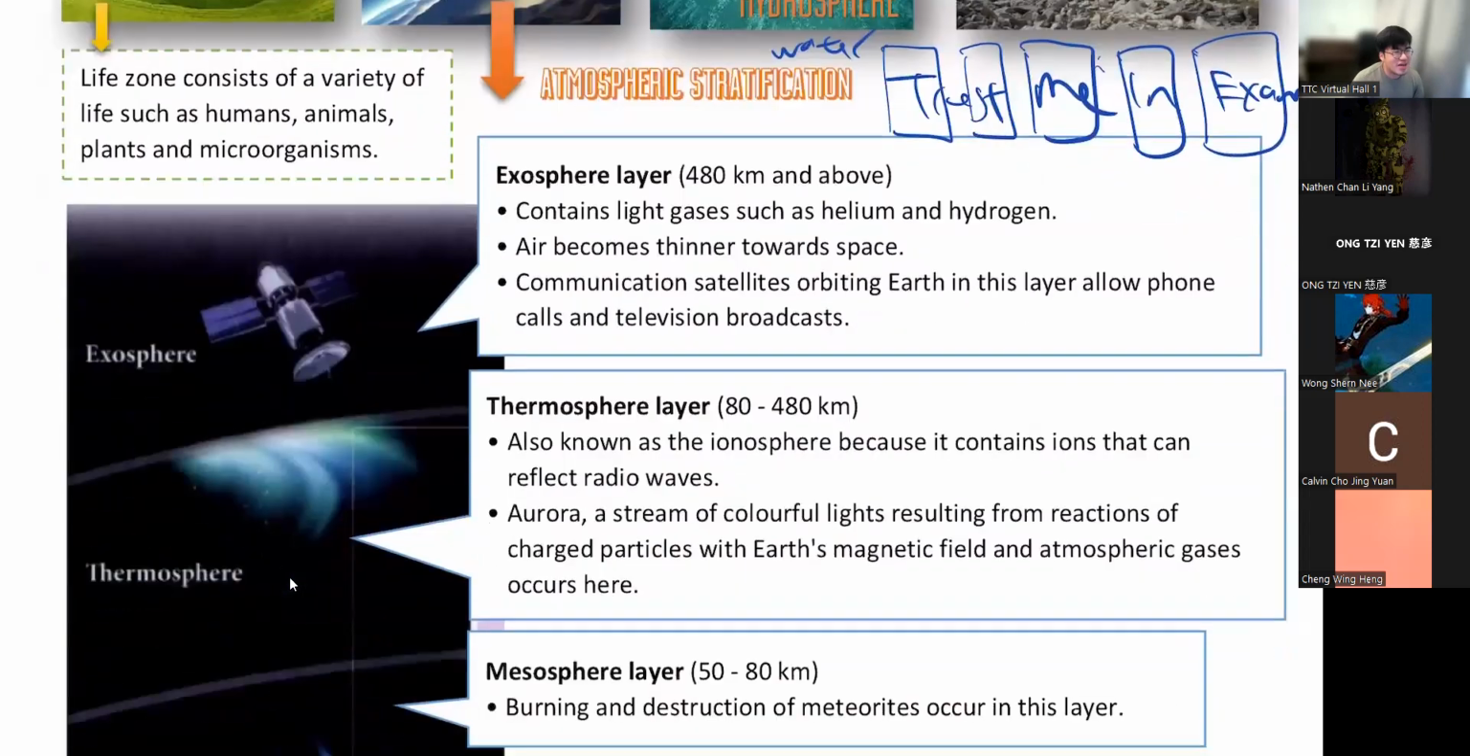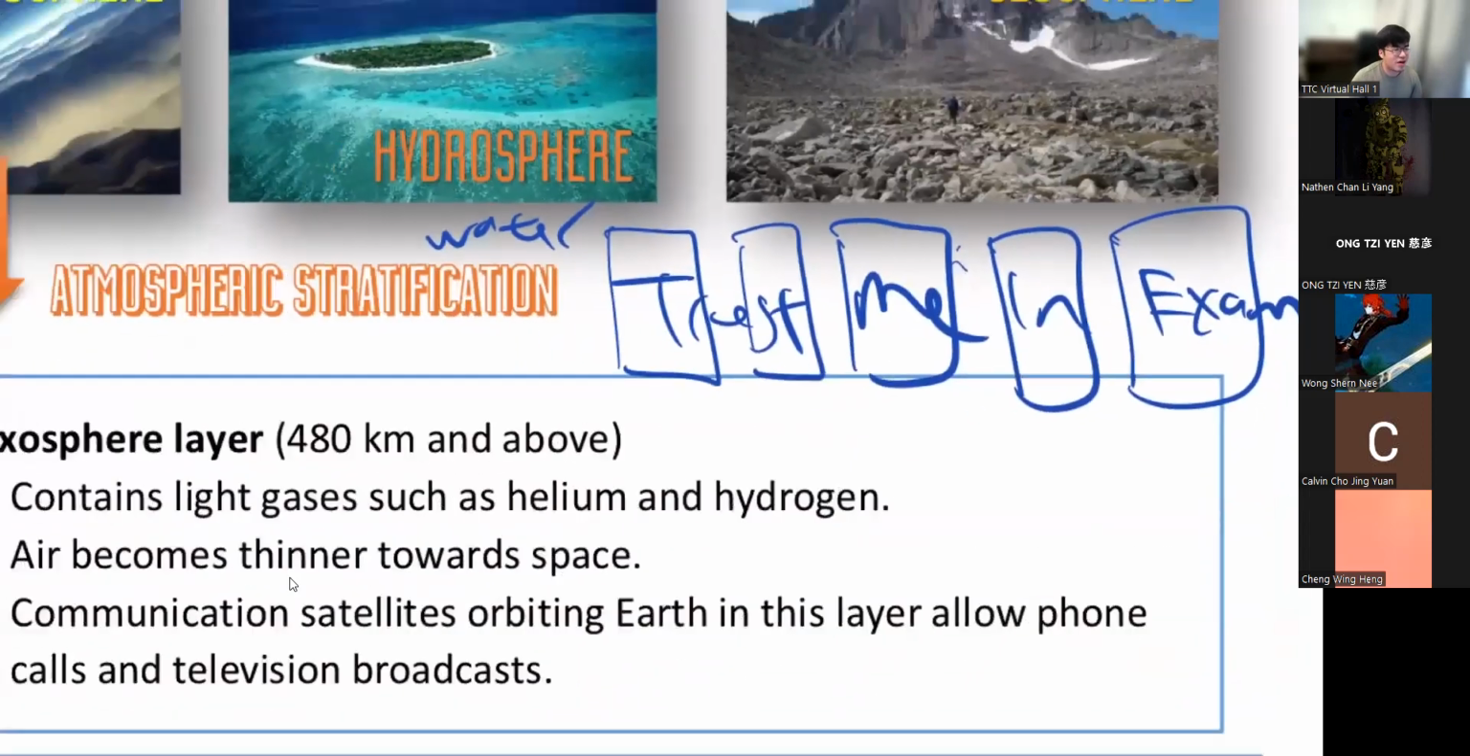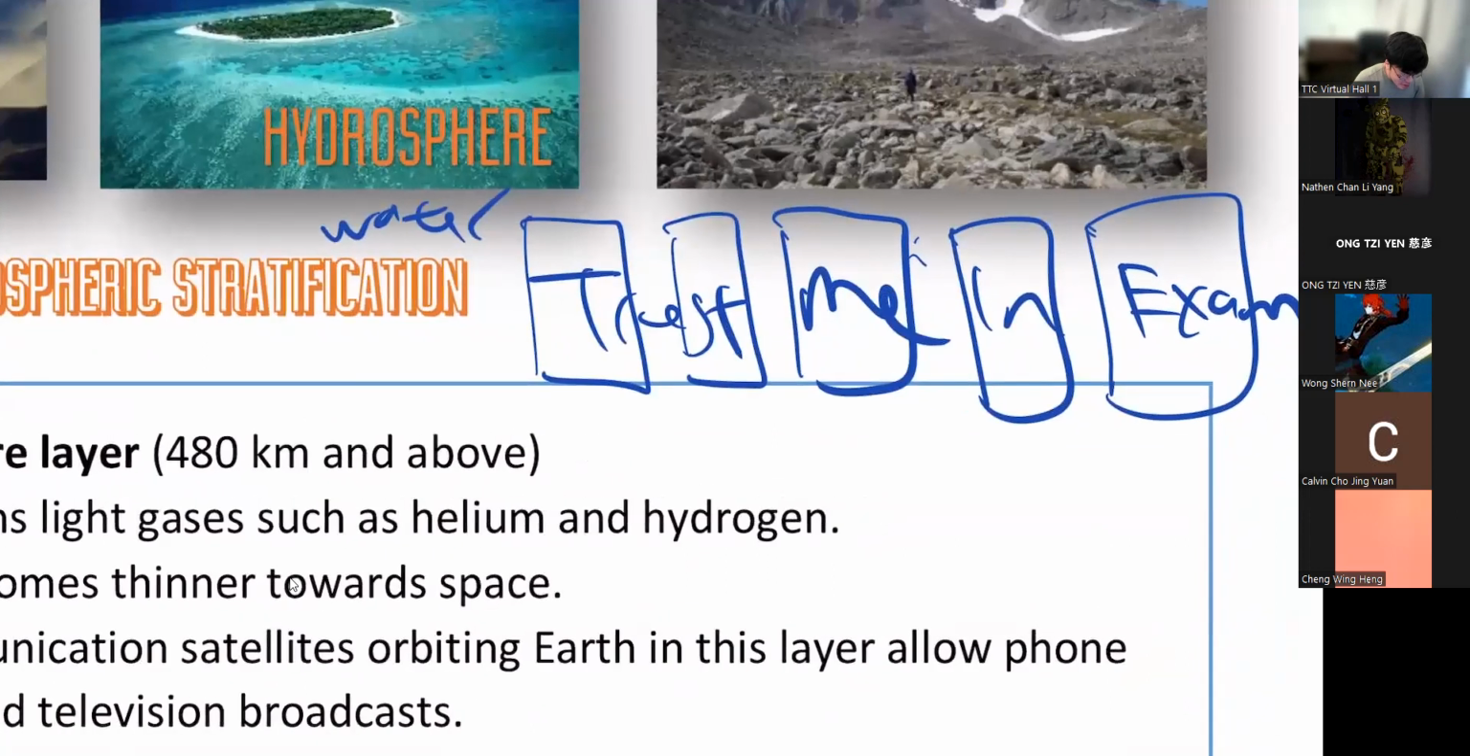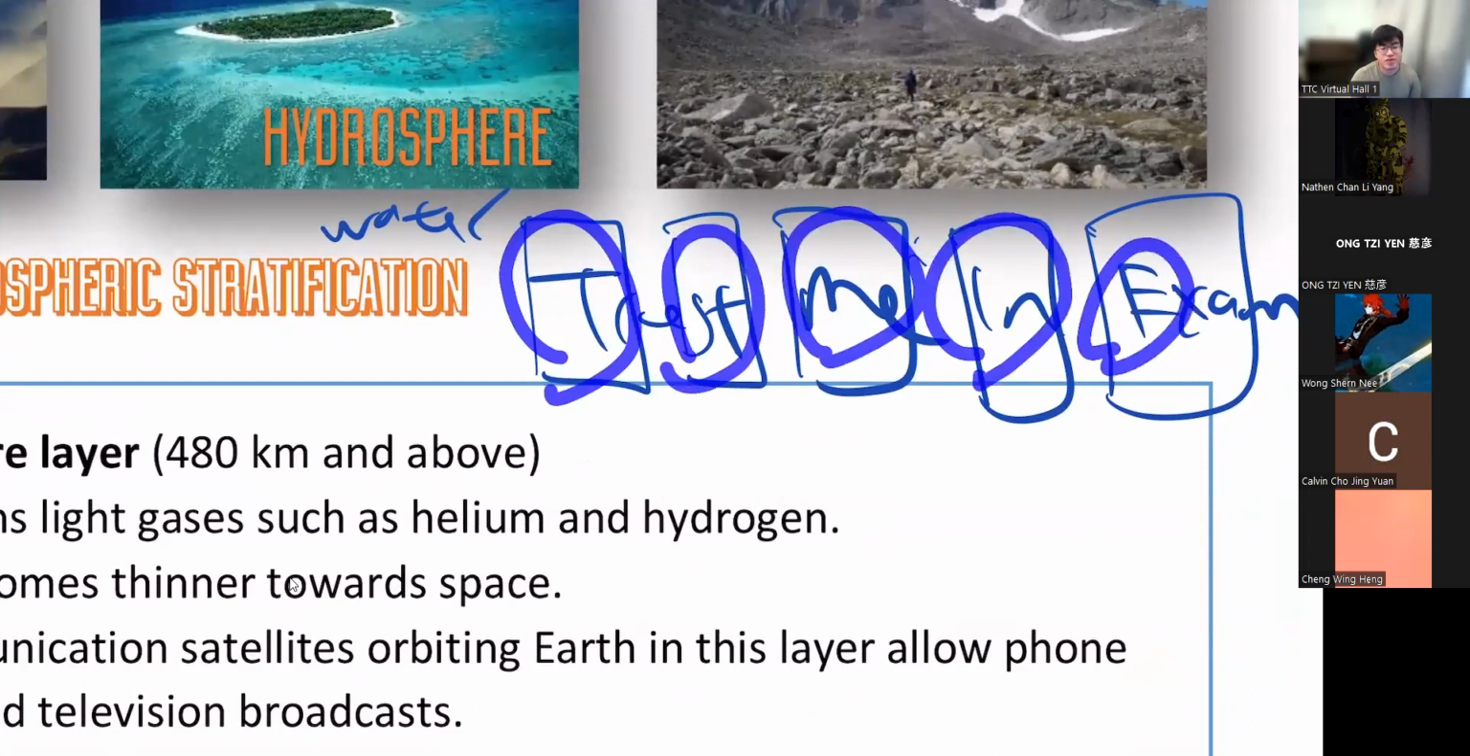So okay, moving on. As I said, your atmosphere has 5 layers. You memorize this, trust me, in exam. Okay. Hello, Yongyi. Good morning. Trust me in exam. So you have troposphere, stratosphere, mesosphere, ionosphere, and exosphere.